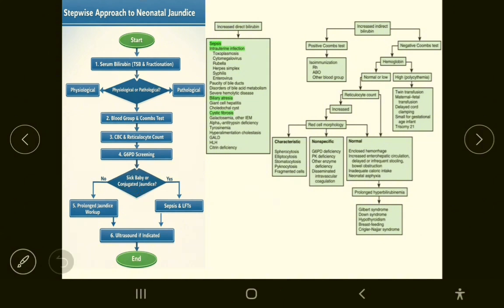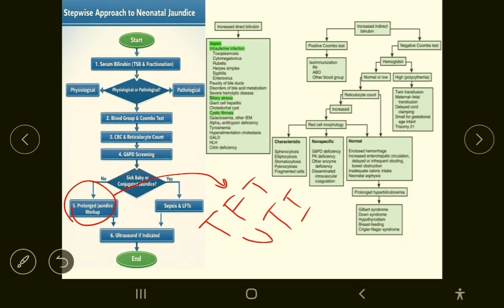If the baby is otherwise well but jaundice is prolonged, more than 14 days in term and more than 21 days in preterms, we evaluate for thyroid function test, UTI, metabolic or genetic disease.